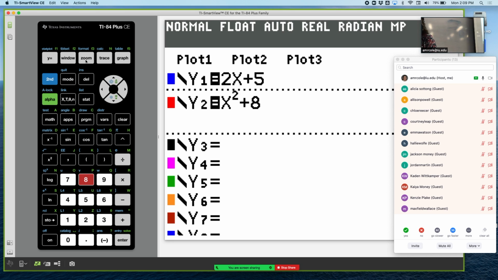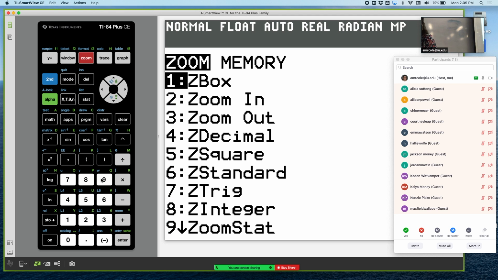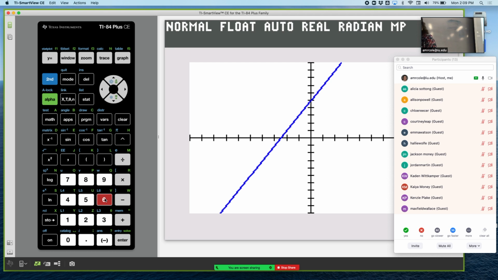Okay, now let's go ahead and zoom standard. I mean, we should be on a standard window, but if not, let's go zoom standard, which is zoom 6. All right, so I got a straight line, and then I've got a parabola. You can barely see the parabola, but it's an upright parabola, right? And I've got a line. Okay, do they intersect each other at all? No. If I wanted those two to intersect, what would I have to do to one of them? How could I change one of the two graphs if I wanted them to intersect?